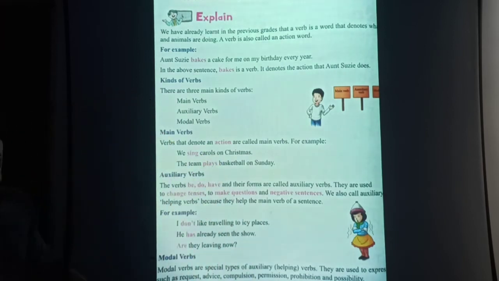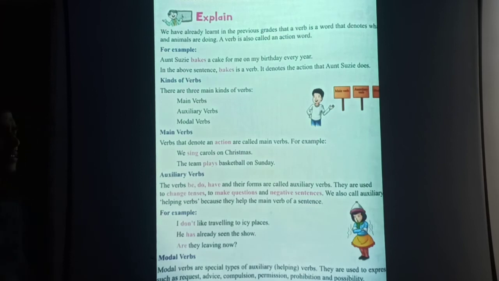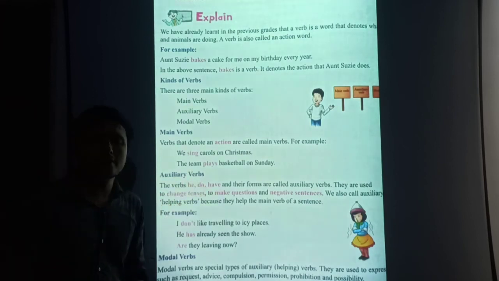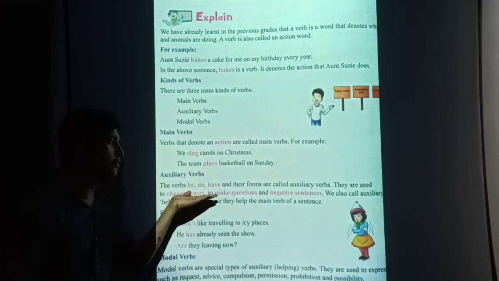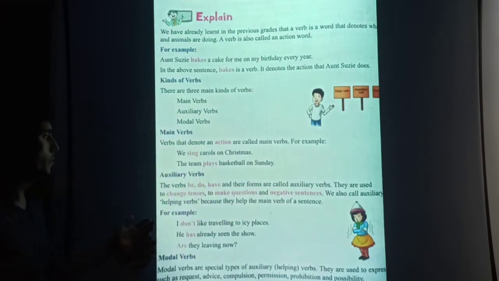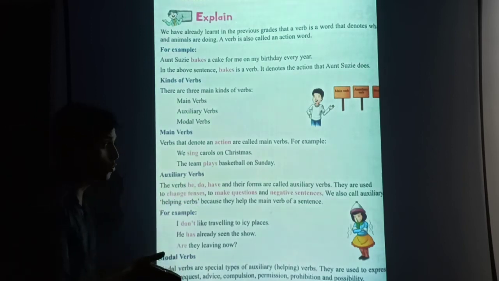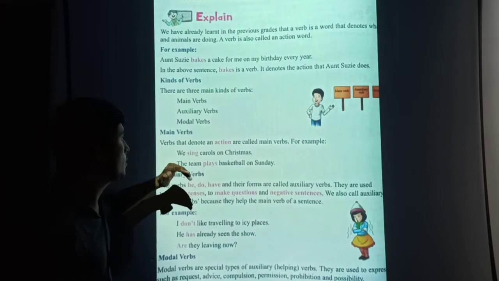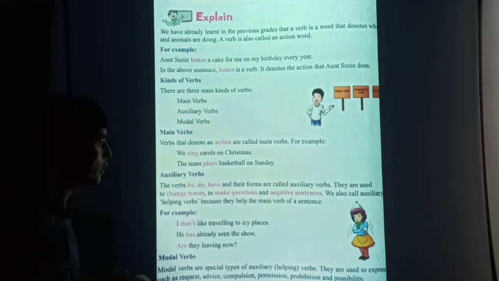Now, what is auxiliary verb, students? So, if I talk about this auxiliary verb, it's very easy and simple to understand. We can just call it a helping verb too. So, the verbs be, do, have, and their forms are called auxiliary verbs. Okay. So, these are the helping verbs too. They come a lot of the time in a sentence with the main verb or before the main verb.